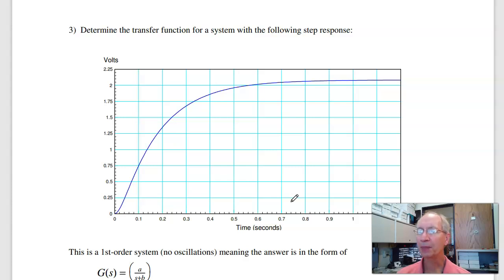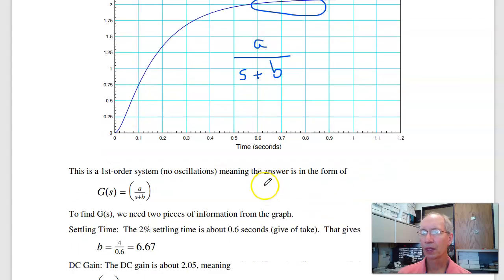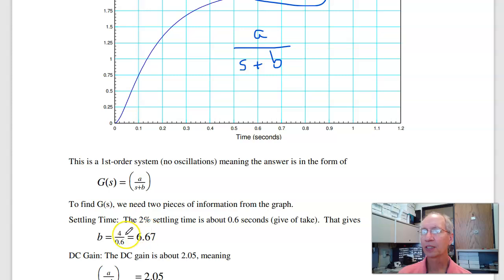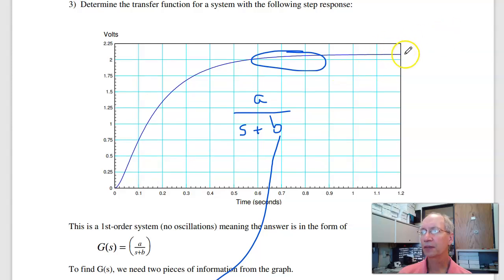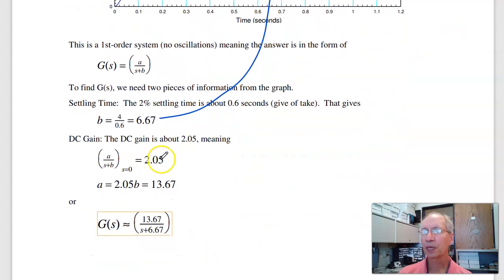Problem 3 is name that transfer function. Here I've got a first order system. There's no oscillations. So it's in the form of a over s plus b. To get the pole, find the 2% settling time. It's right around here somewhere. I read it as about 0.6 seconds. So 4 over 0.6 is 6.67. That's B. To find A, take the DC gain, so about 2.05. Find A to make the DC gain 2.05. So here's my transfer function.